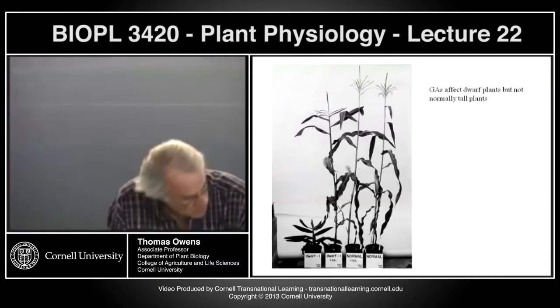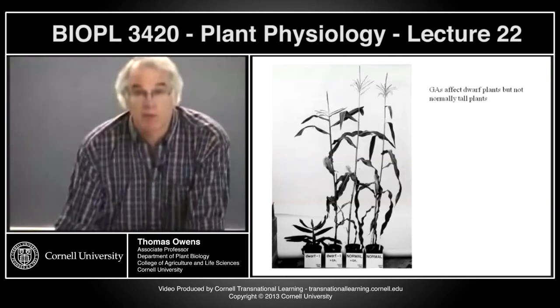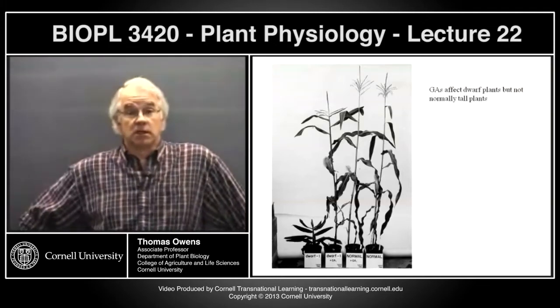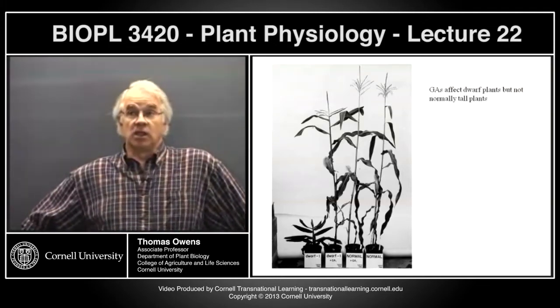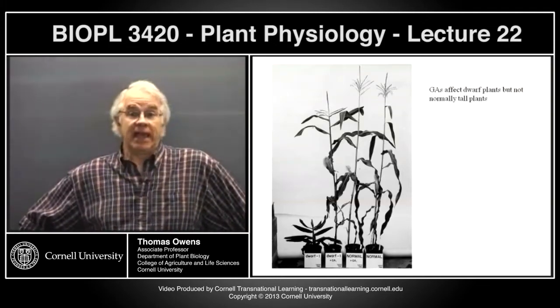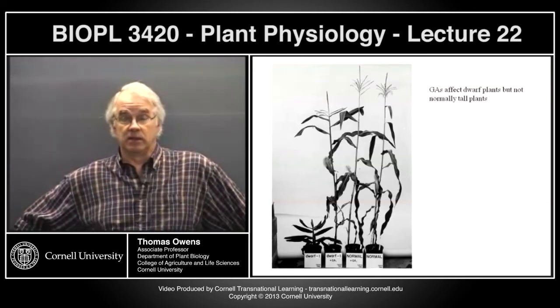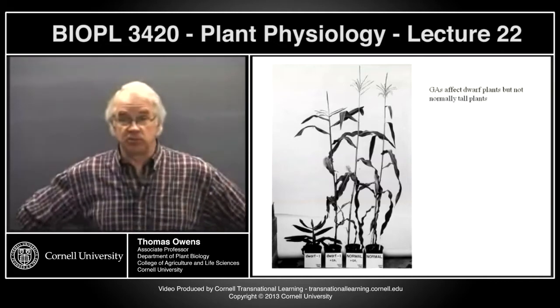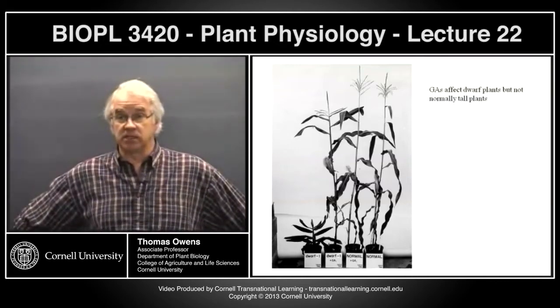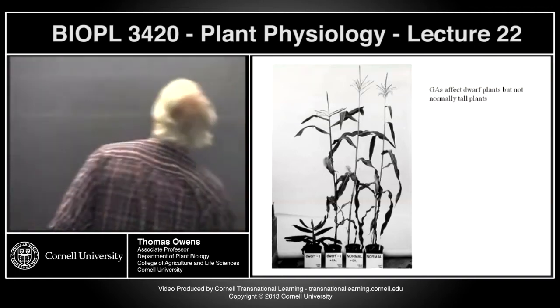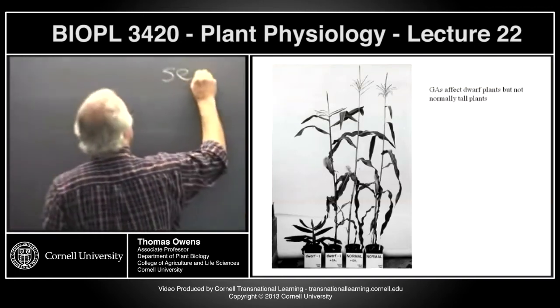Okay, so gibberellins are involved in a number of other things. One of the things that we'll see week after next: a number of gibberellin's functions are antagonistic with another hormone, abscisic acid, ABA. So the relative amounts of gibberellins and abscisic acid play important roles, for example, in seed and bud dormancy.